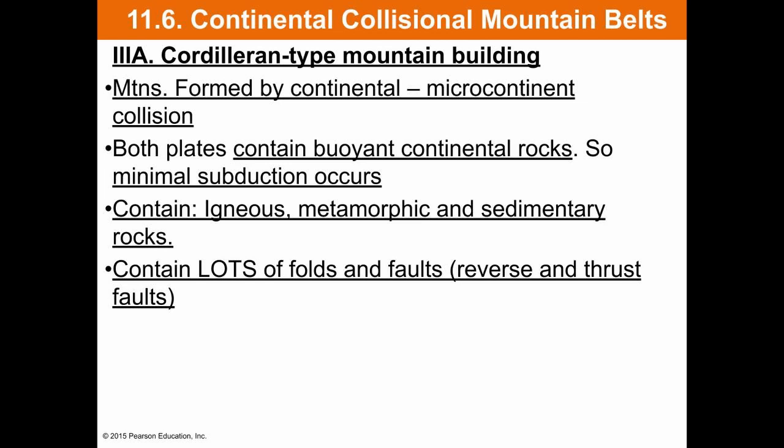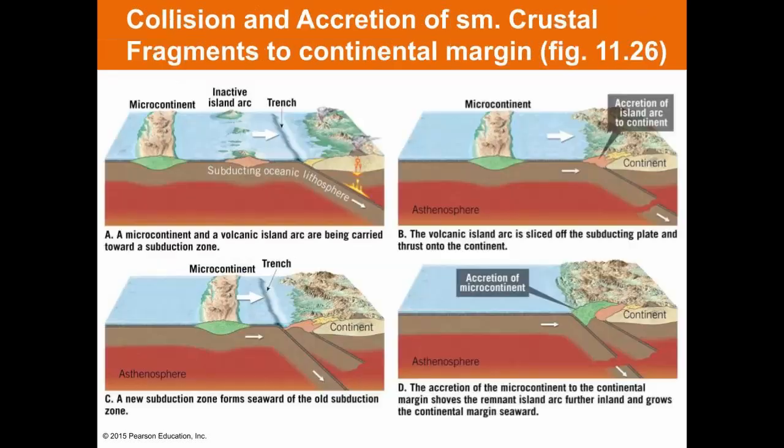Cordilleran-type mountain building. These are formed, again, via microcontinent collisions, and they form because both plates contain buoyant continental rock, so minimum subduction occurs, right? You get your igneous, metamorphic, and sedimentary rocks here, and lots of folding and thrusting. Since you're slamming two of the same type of plate together, you don't get that buckling down. You get a different event. Still produces mountains, but you have different side products and different results from it.